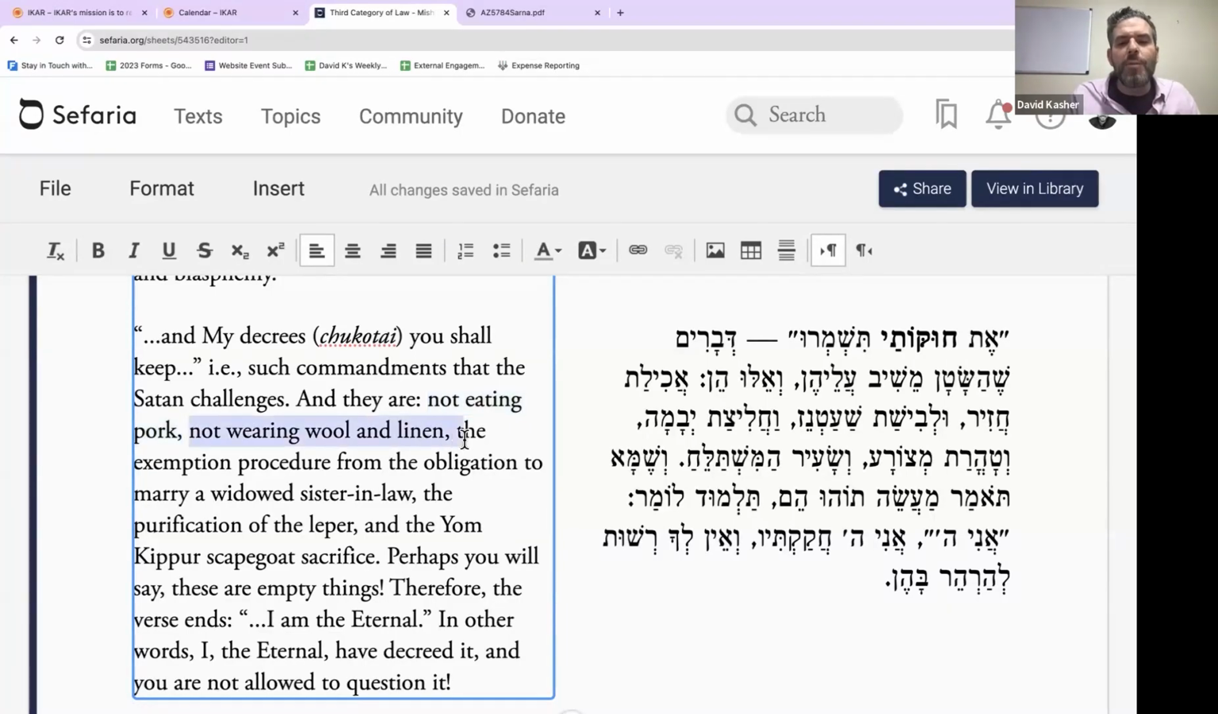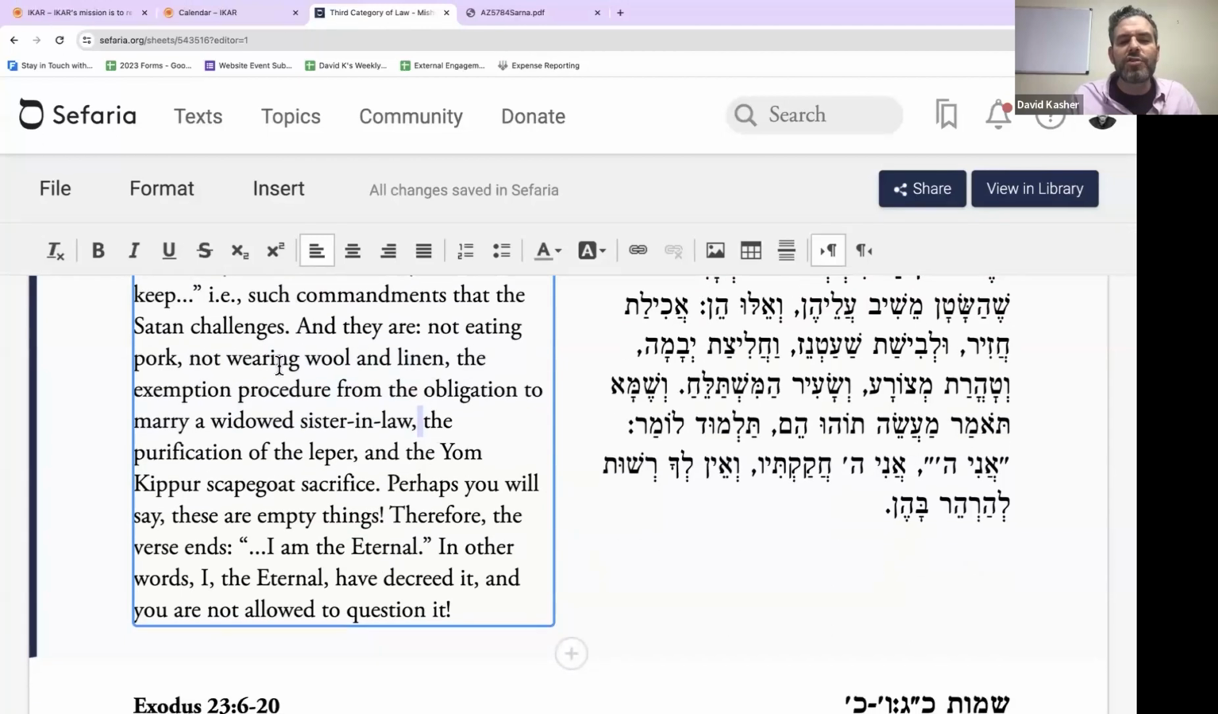Not wearing wool and linen. That one to me feels like the ultimate, so strange. What is that about? And of course, we could speculate. Well, wool is from sheep and linen is from plants, and you don't mix animals and plants. Maybe there is a reason, but it's not obvious. The exemption procedure from the obligation to marry a widowed sister-in-law, boy, that's not obvious, that you have to marry your brother's widow if they were childless. That doesn't make any sense. The purification of the leper and the Yom Kippur scapegoat sacrifice. All of these things are so weird. You push a goat off of a cliff. You're marrying your sister-in-law. What's going on?